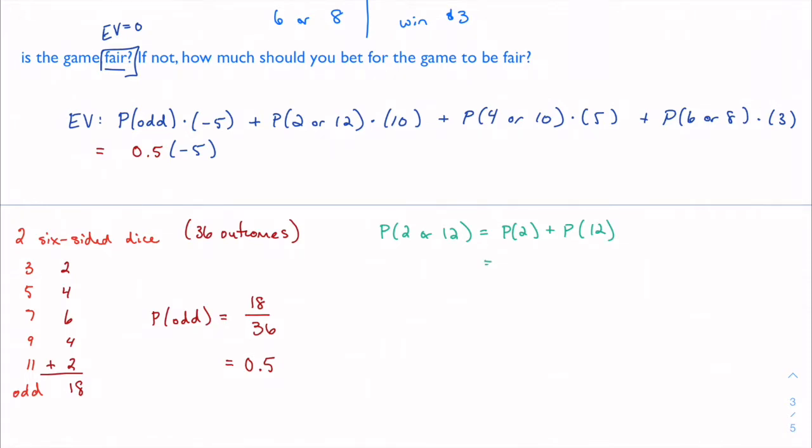Well, there's one way to roll a 2. That's a 1 and a 1. And there's one way to roll a 12. That's a 6 and a 6. So my probability of rolling a 2 or a 12 is 2 out of 36, or 1 out of 18, or 0.056. So I'm going to go ahead and keep my colors the same. That's not the right one. There it is. And log that into my formula as well, just to keep organized, right?